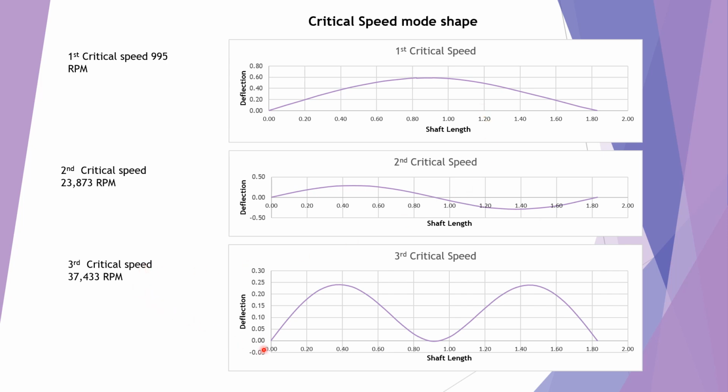Similarly, for the third critical speed, the mode shape will be like this along the length of the shaft, and the third critical speed is the highest among first, second and third, which is 37,433 rpm, certainly more than the first and second critical speeds, but the amplitude will be lower. So this is a typical value. The shape is typical, and it is taken from one example of a shaft. But the critical speed value will change based on changes in the shaft configuration.